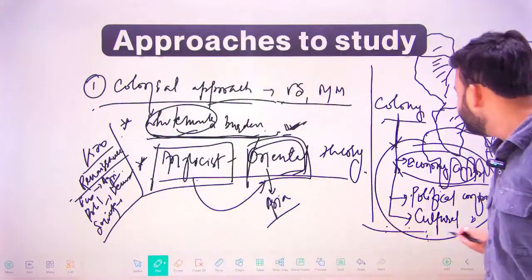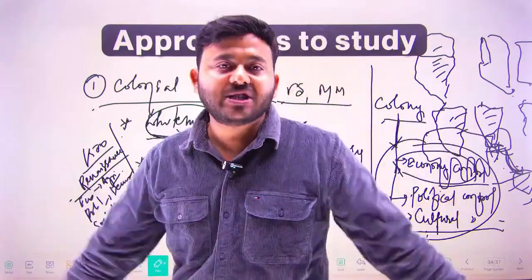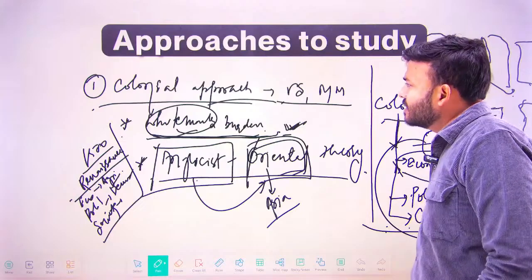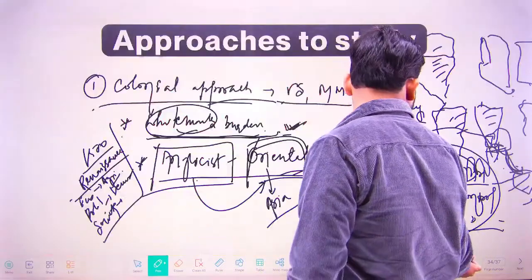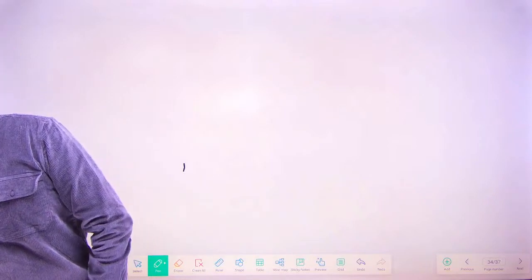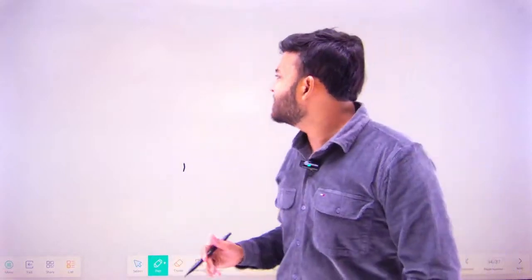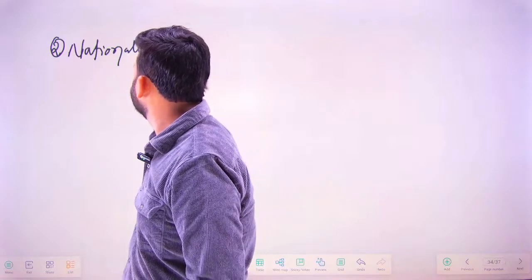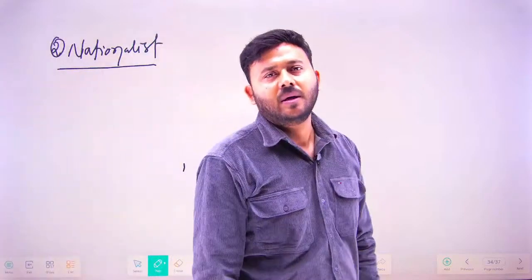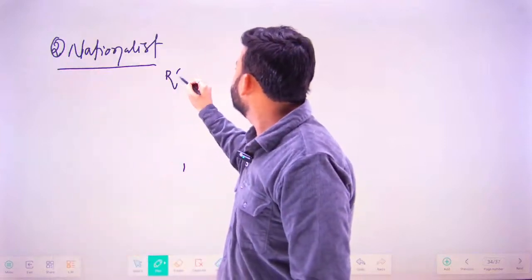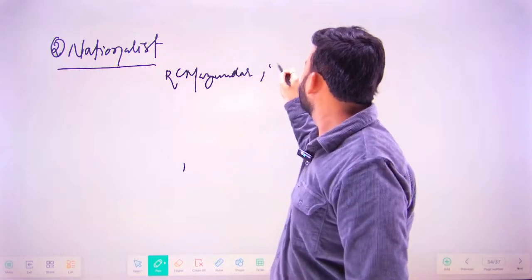So this was overall a colonial approach in which a total whitewashing was done, that we are here for good. So moving to the next approach. Next approach is the nationalist approach. The two main propounders of the nationalist approach are R.C. Majumdar and Tara Chand.